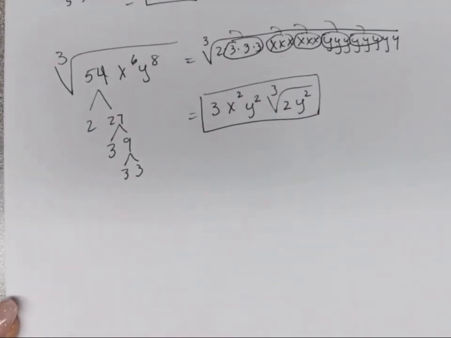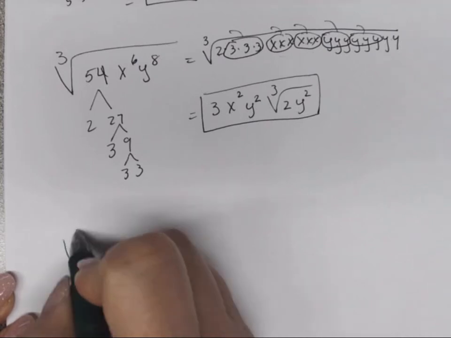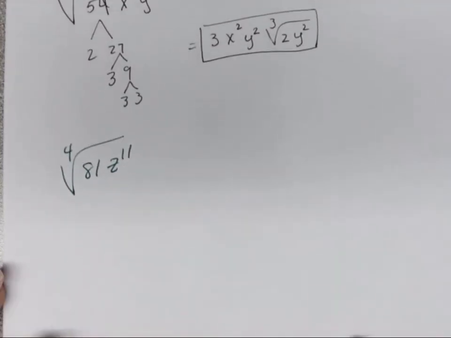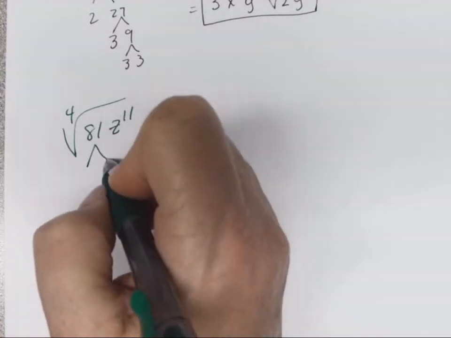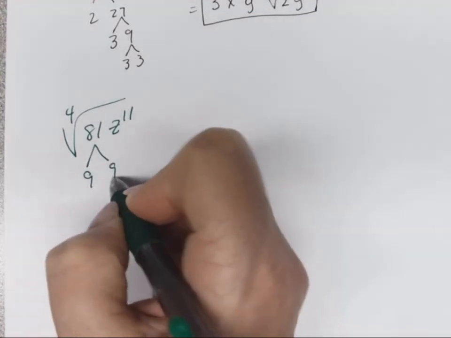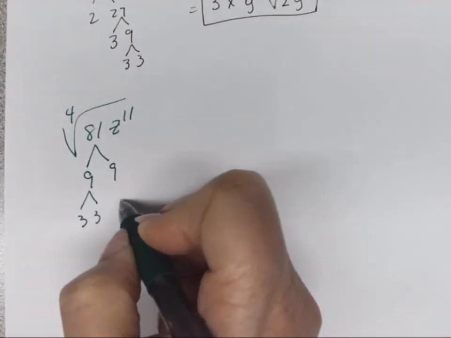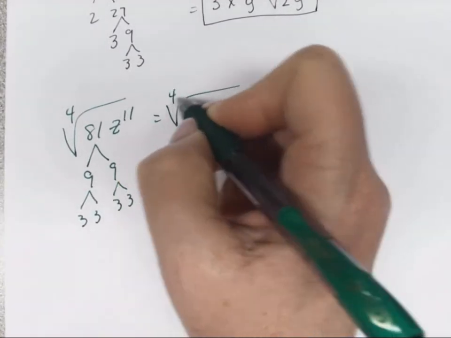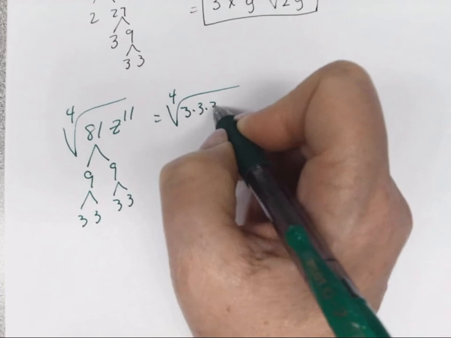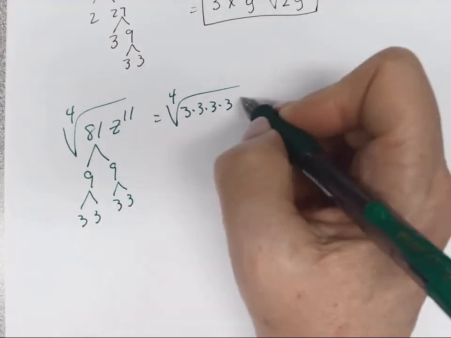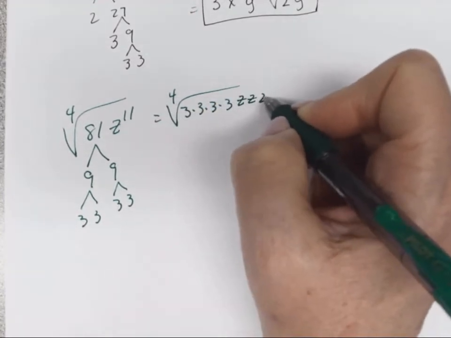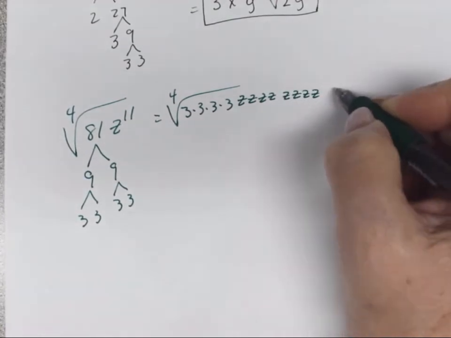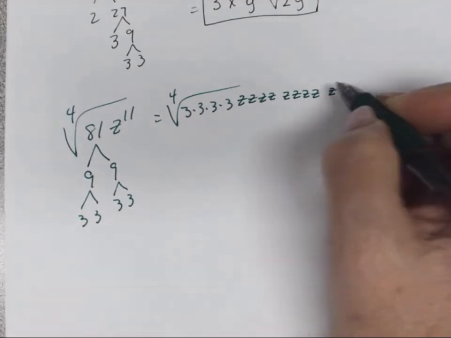All right, let's look at another one. If we have the 4th root of 81z to the 11. So 81 I know is 9 times 9. 9 is 3 times 3, and 3 times 3. So we have the 4th root of 3 times 3 times 3 times 3, and then I have 11 z's. 1, 2, 3, 4, 5, 6, 7, 8, 9, 10, 11.